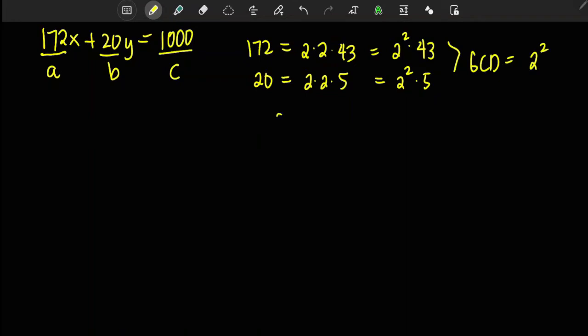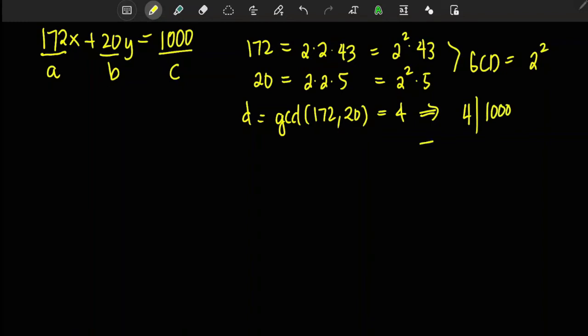So we have GCD of 172 and 20 that will denote our D is equal to 4. This implies that since 4 divides 1,000, we can now conclude that the linear Diophantine equation has a solution. So how do you find a particular solution for this linear Diophantine equation?